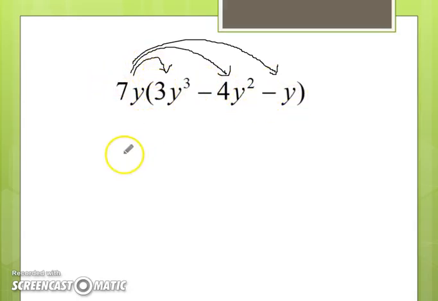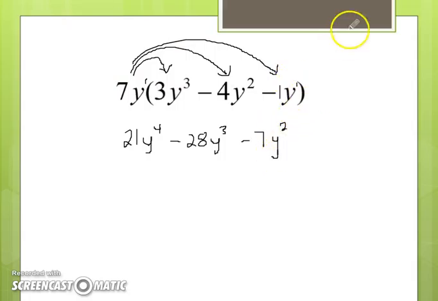So 7 times 3 is 21. Y to the first times y cubed becomes y to the fourth by adding those exponents. 7 times a minus 4 is a minus 28. Y to the first times y squared is y cubed. And then 7y times a minus y, think of this as a minus 1y. So 7 times a minus 1 is a minus 7. Y to the first times y to the first, you end up with y squared.